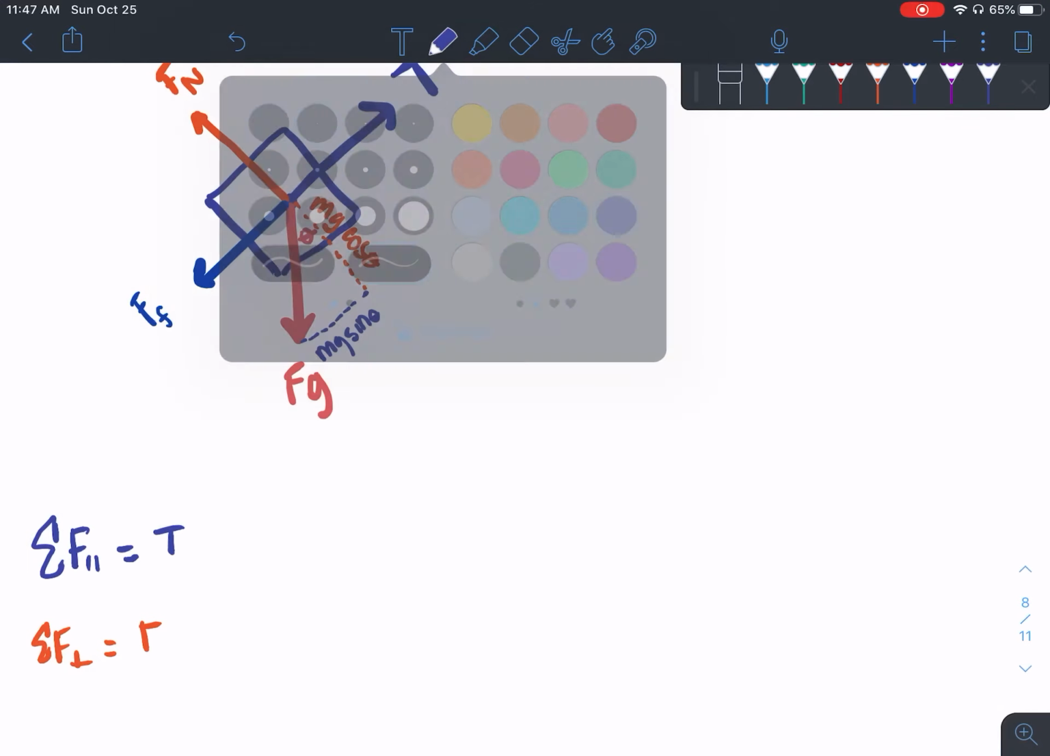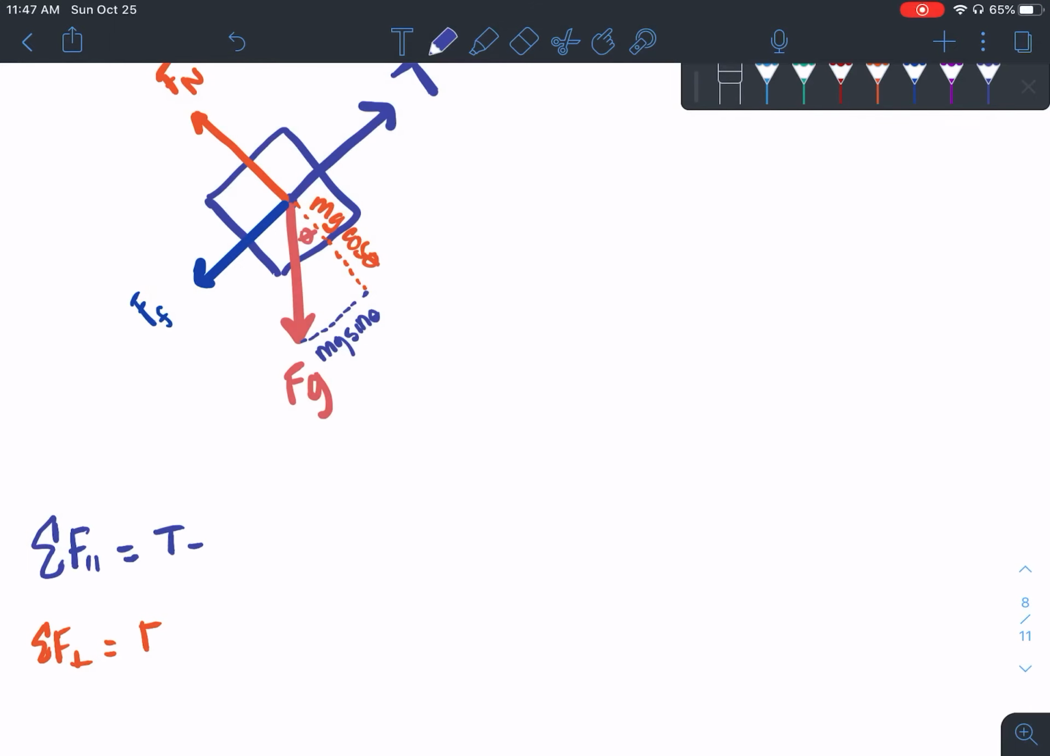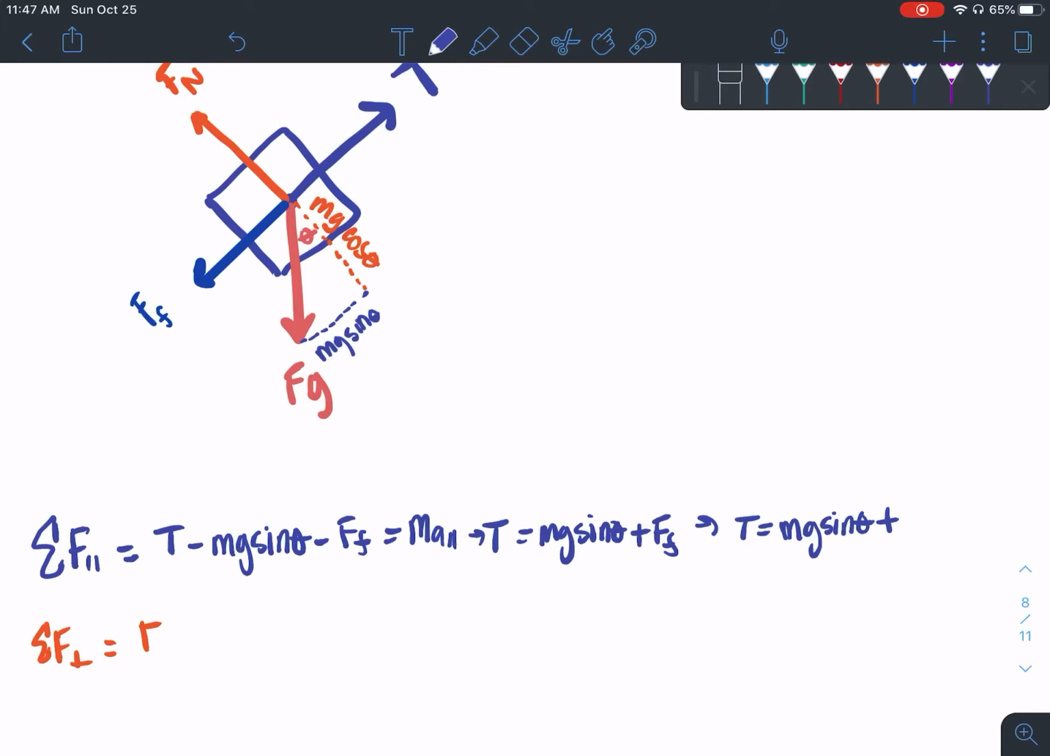Okay. So once again, tension is still going to be the positive, but it's going to be minus mg sine theta minus force of friction. So mg sine theta and force of friction are going to have the same sign here because they're both pointed in this downward direction. So we can say T is equal to mg sine theta plus force of friction, and we will still use that same last idea. So tension is equal to mg sine theta plus mu s force normal.